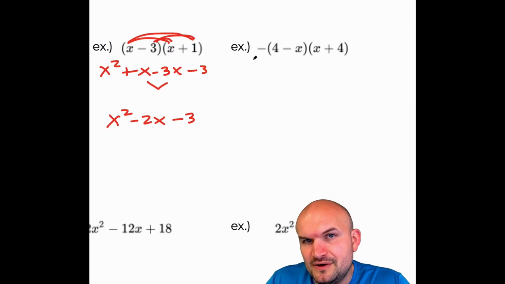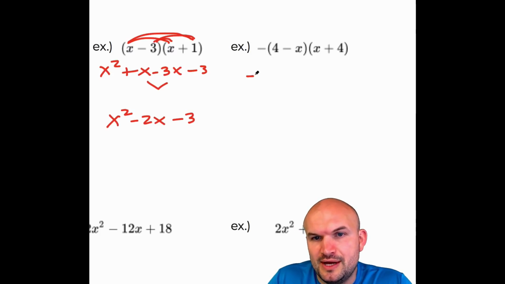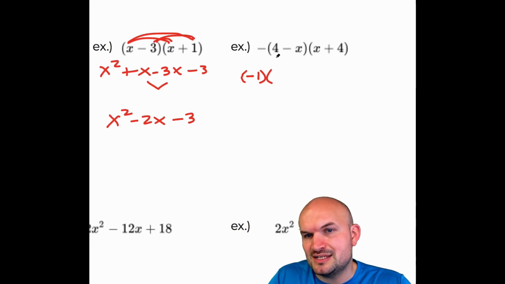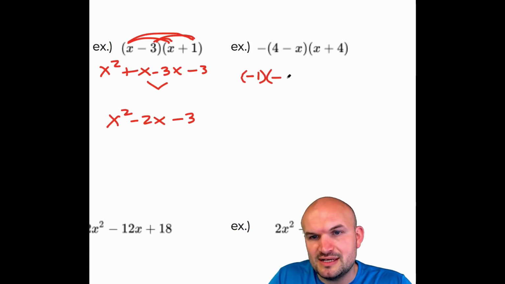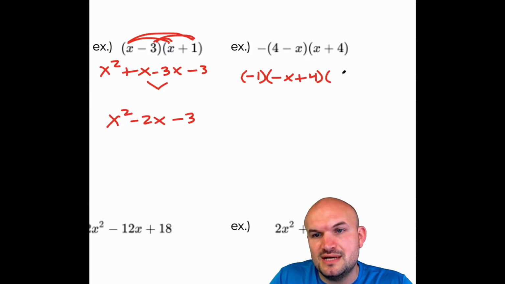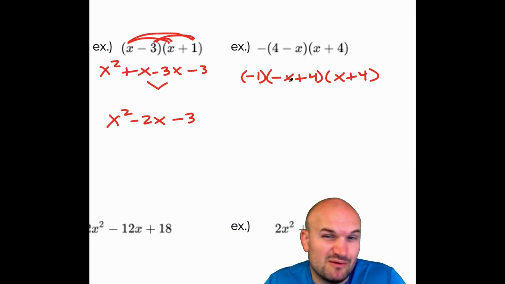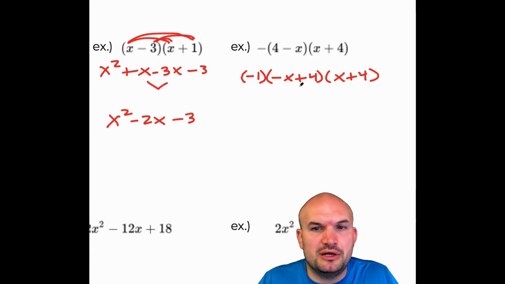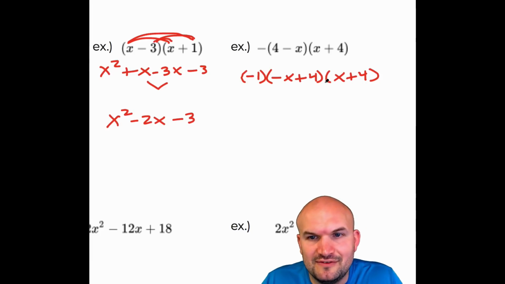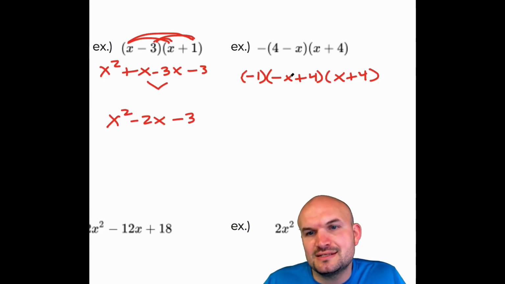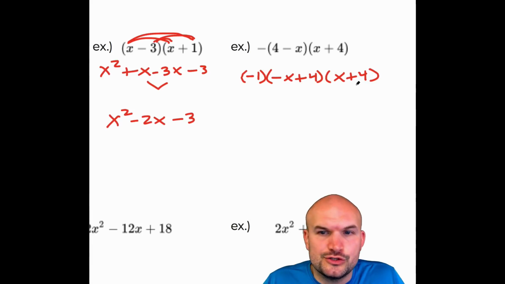So this negative here, I'm going to think about this as a negative 1, okay? And then we usually like to write our x's in front. So therefore, if I rewrite this, I can rewrite this as negative x plus 4 times x plus 4. Okay, now you look at this and say, well, all right, now I can apply the negative here, and then you could go ahead and distribute, and that's perfectly fine.